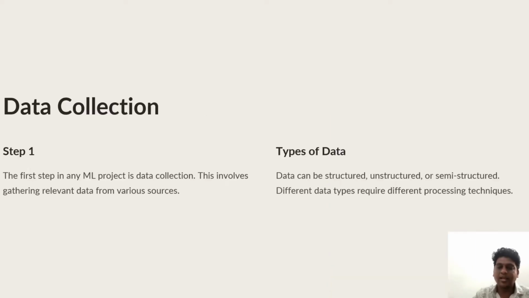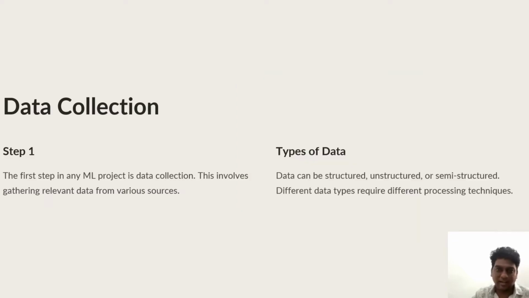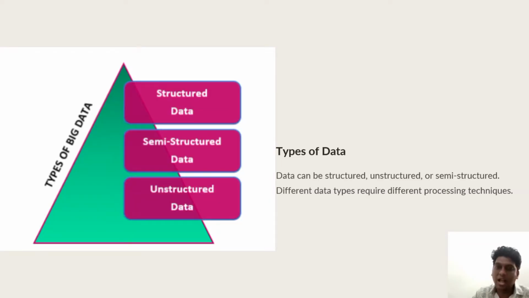So the number one step in a machine learning algorithm is data collection. So first we have to collect the data. It involves gathering data from various sources. Then the data formats. There are various types of data formats such as structured, unstructured, and semi-structured data.